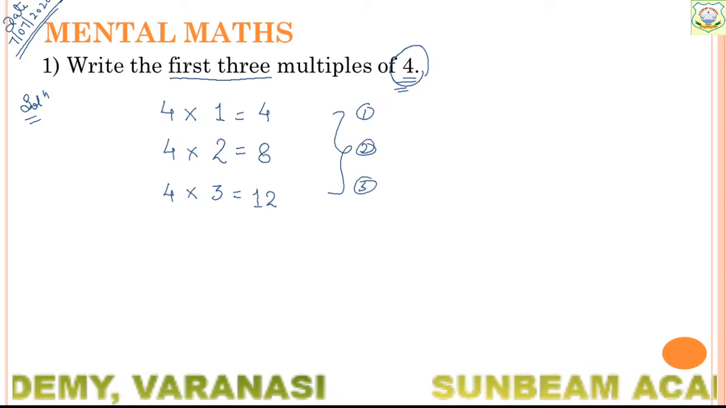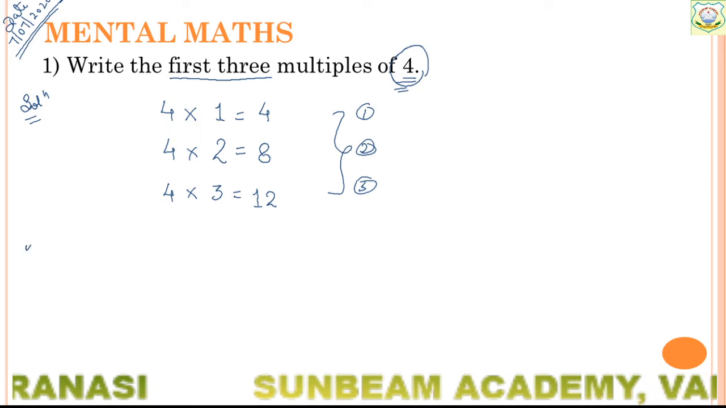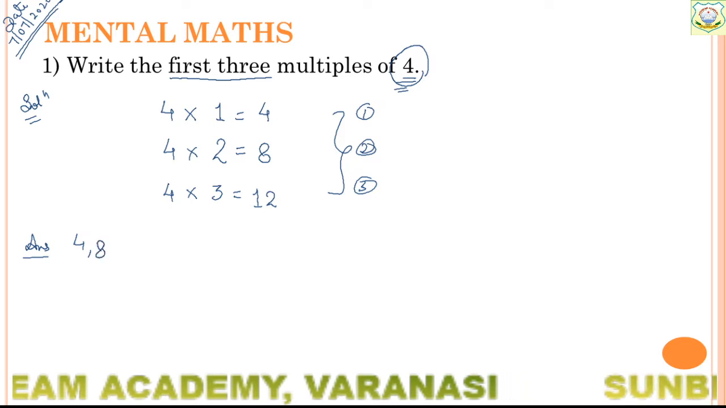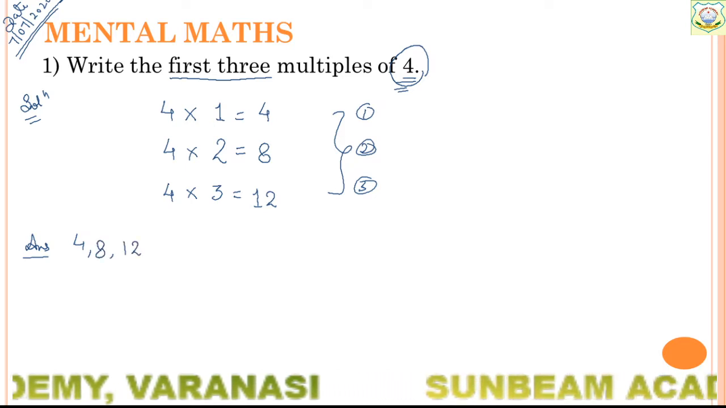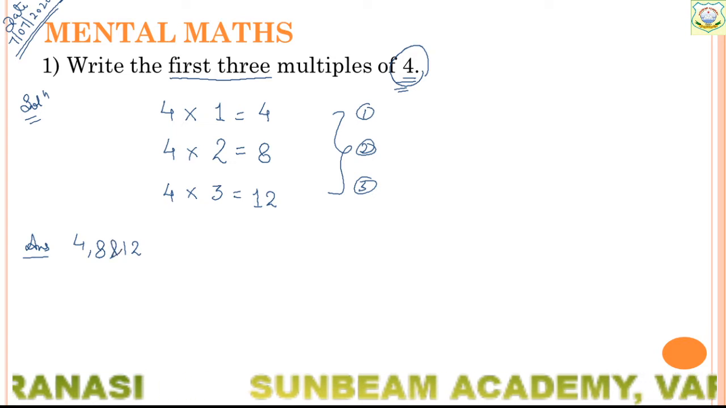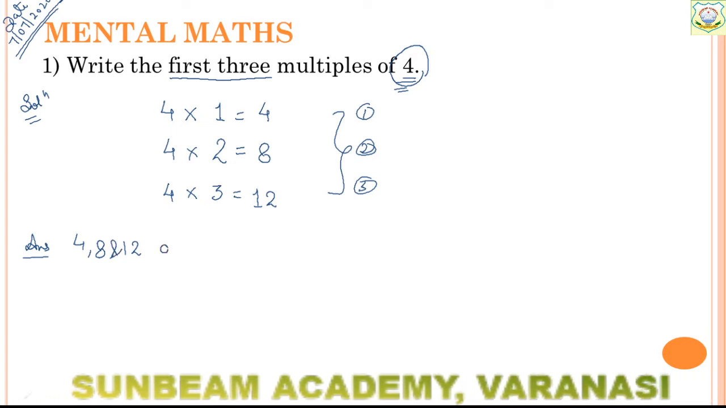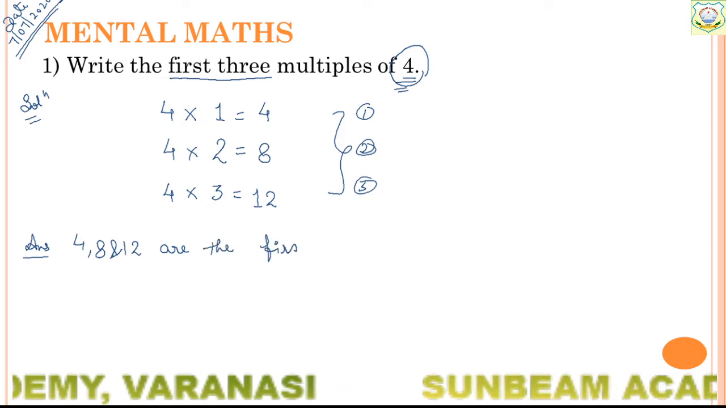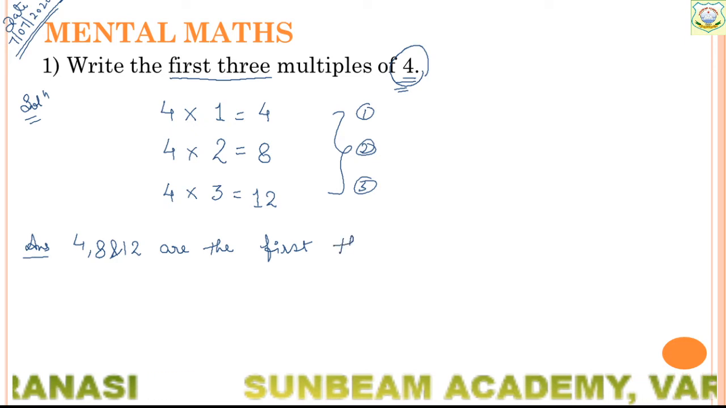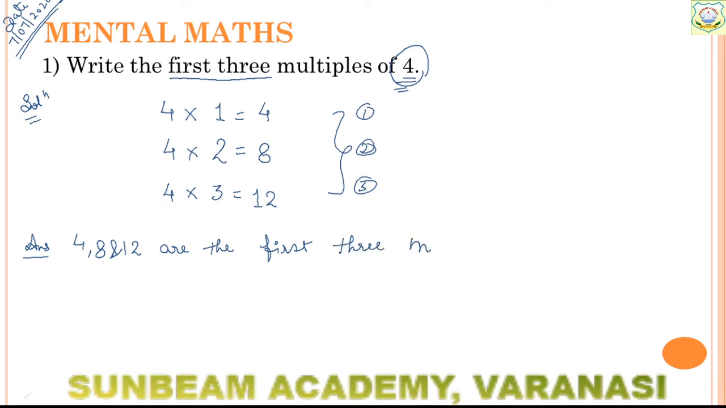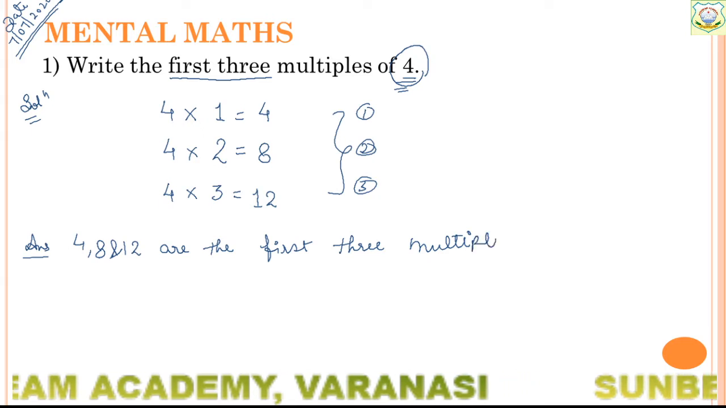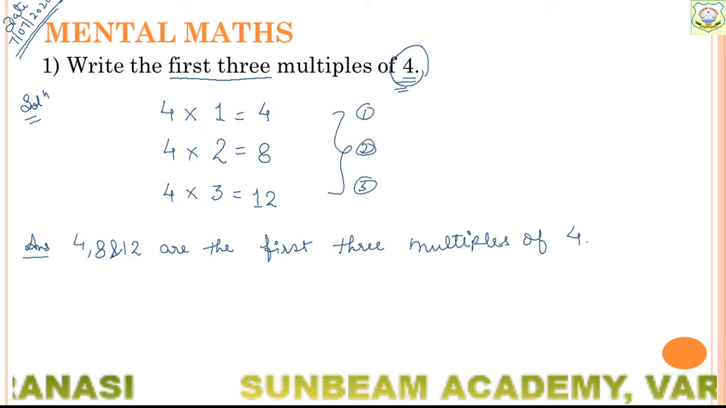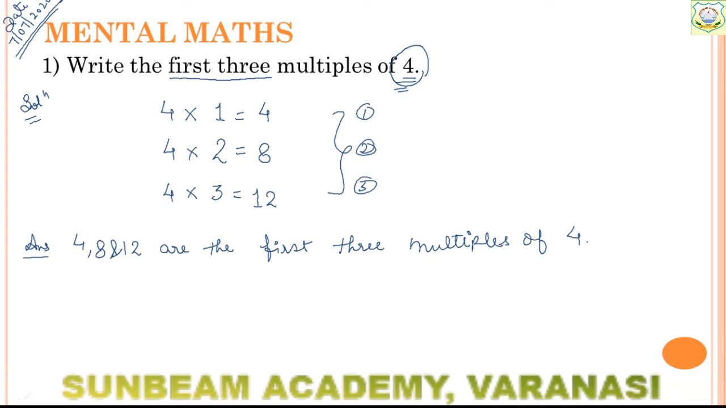Now let's write the answer. So in the next line you will write in this way. So 4, 8, 12, and you can write here: 4, 8 and 12 are the first 3 multiples of 4. In this way you have to write the answer. Now note it down. I'm waiting for you.